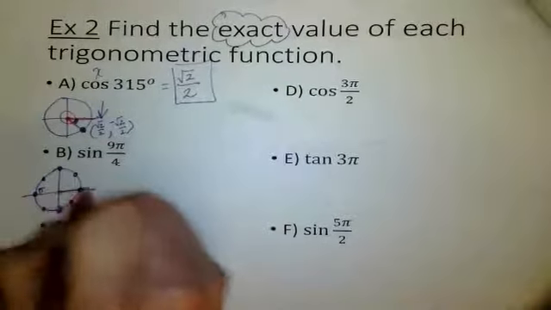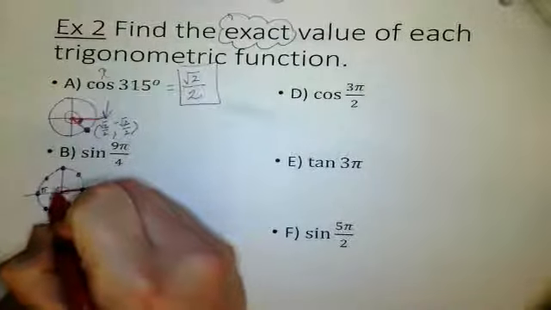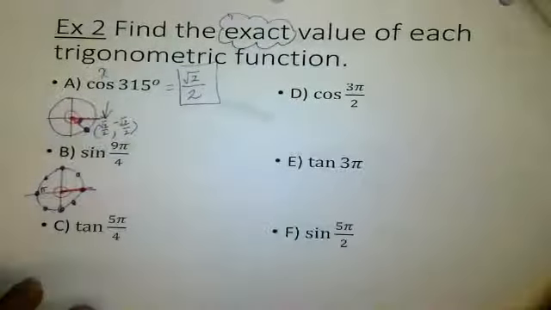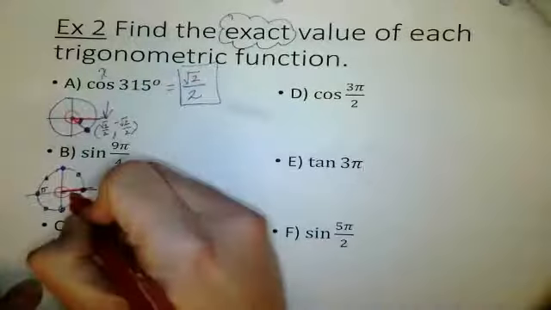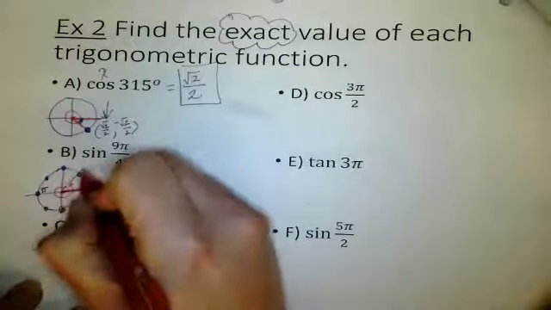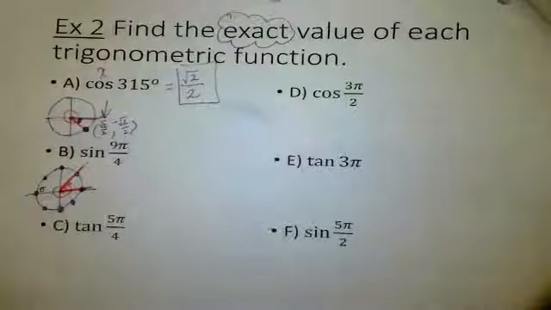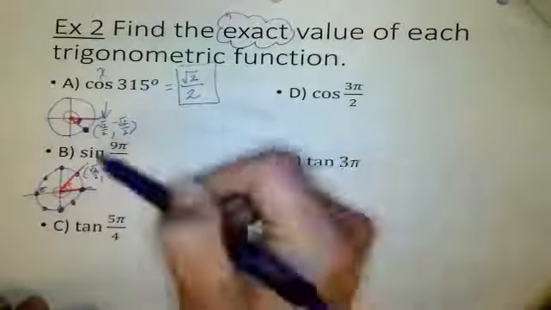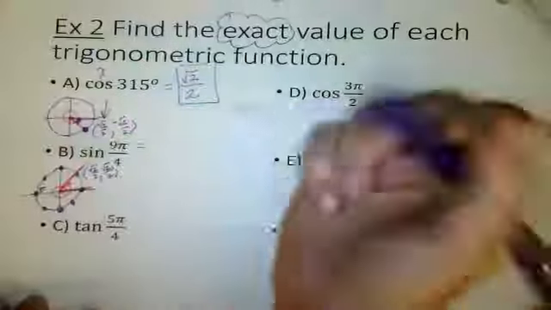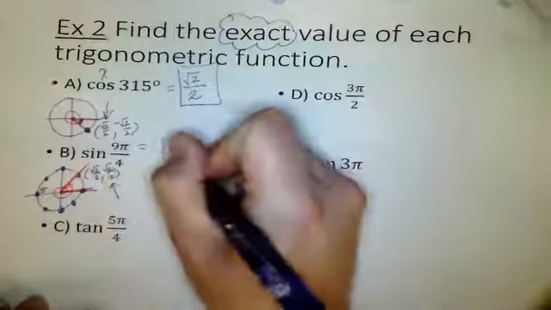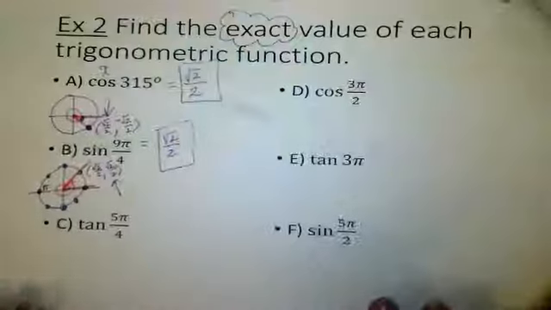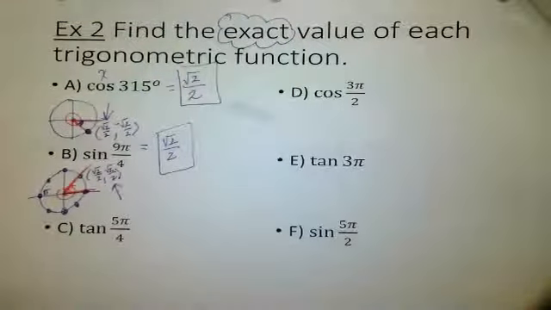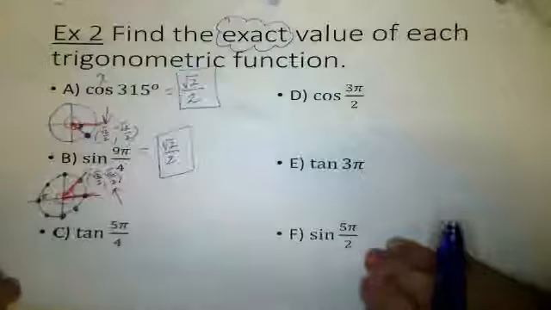So here's my initial side. 1, 2, 3, 4, 5, 6, 7, 8. Pi's over 4 gets us all the way around. So 9 pi's over 4 lands right here. And what is that ordered pair? Radical 2 over 2 and radical 2 over 2. Sine is the x or y coordinate? Y coordinate. So it's radical 2 over 2, because sine is the y coordinate.